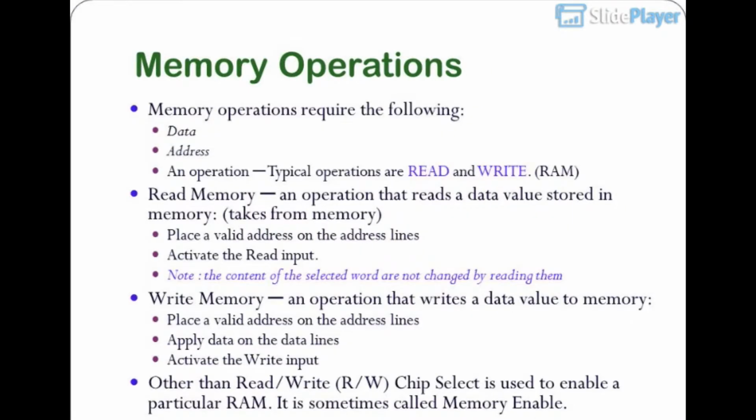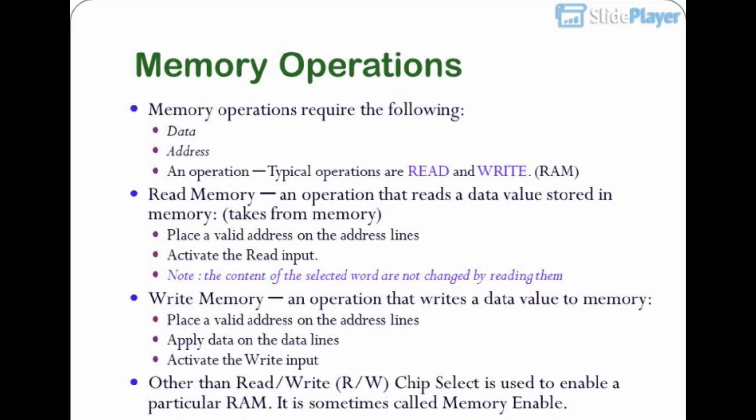Memory operations require the following: data, address, and an operation. Typical operations are read and write, in RAM. Read memory is an operation that reads a data value stored in memory, taking it from memory. Place a valid address on the address lines. Activate the read input. Note: the content of the selected word is not changed by reading it.